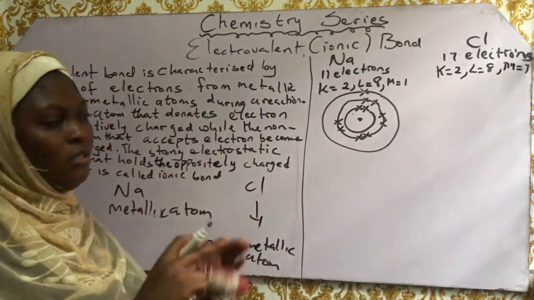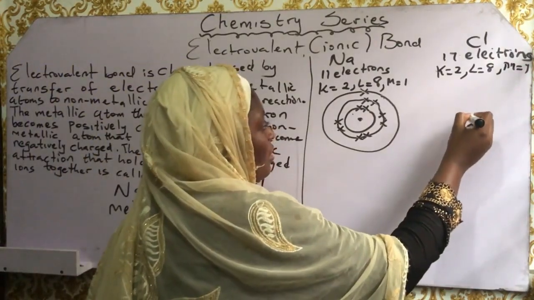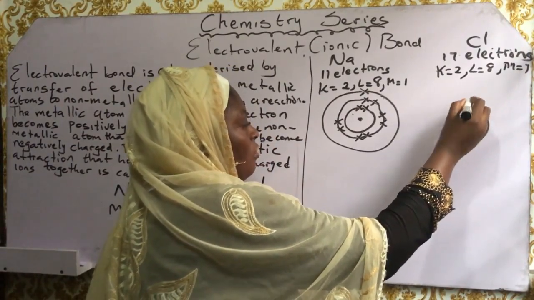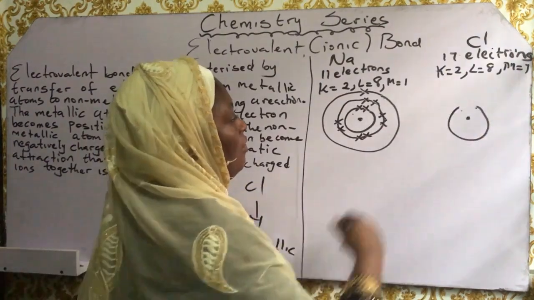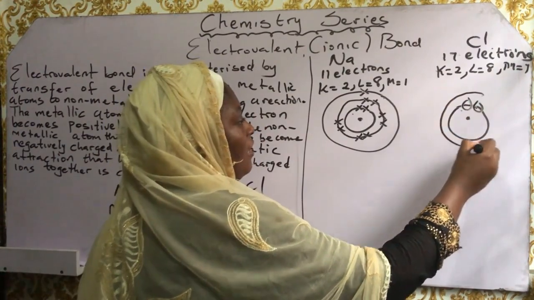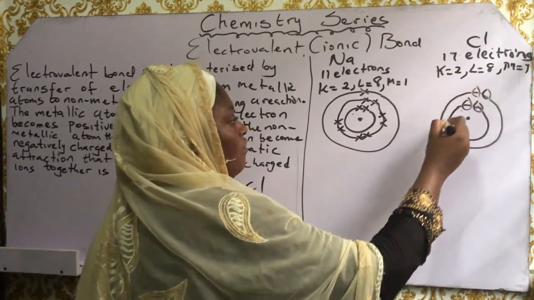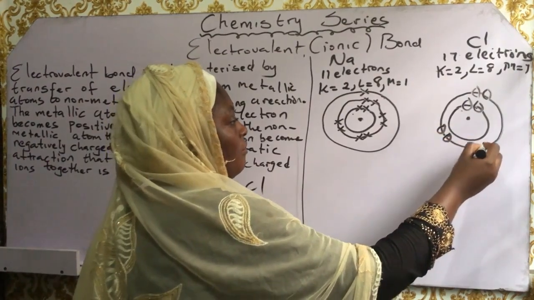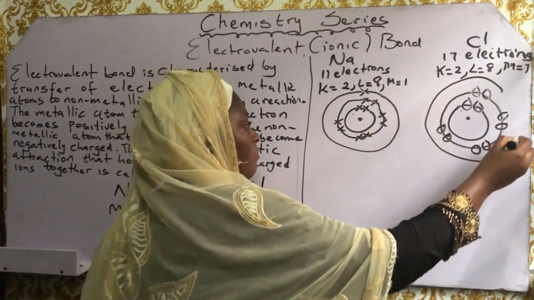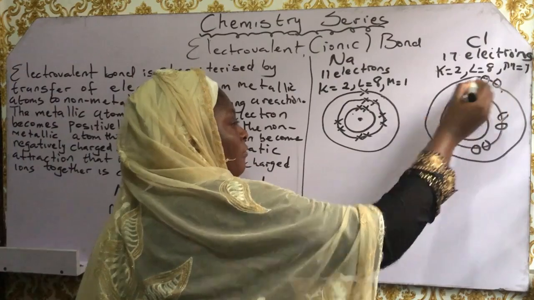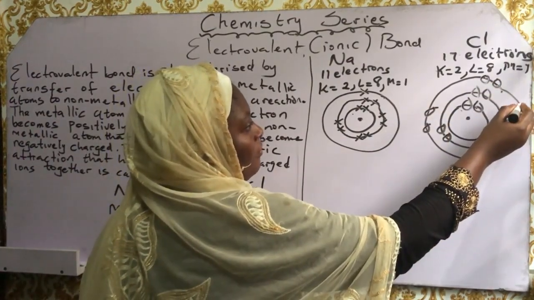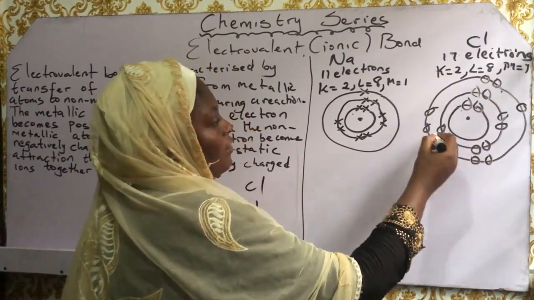So let's try to draw the atomic structure. So you have this. K shell 2. So let's use circles. L shell 8. M shell, you have 7. One, two, three, 4, 5, 6, 7.